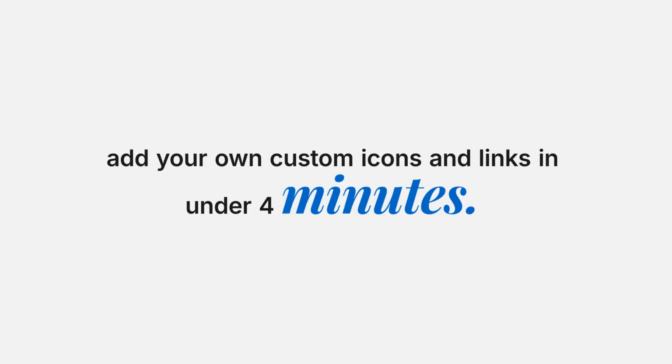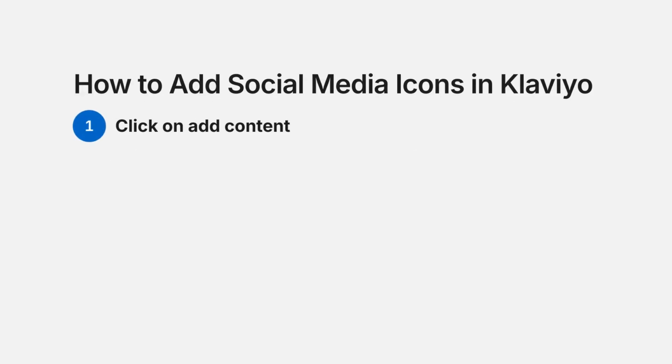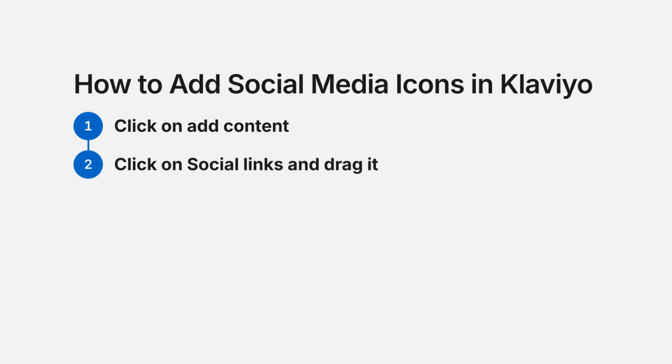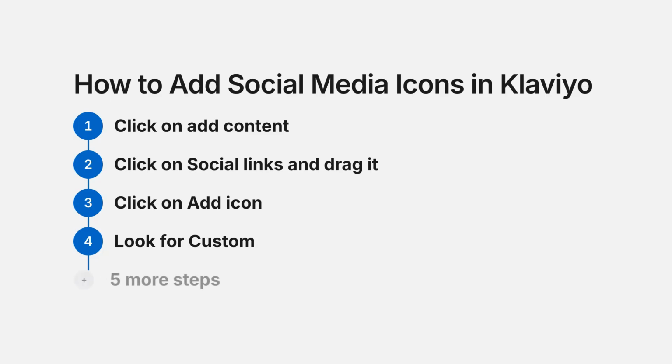Are you stuck with generic social icons in your Klaviyo emails? Learn how to add your own custom icons and links in under 4 minutes. First, we'll add a social links block to your email. Then, we'll customize each icon by uploading your own image and entering the link.